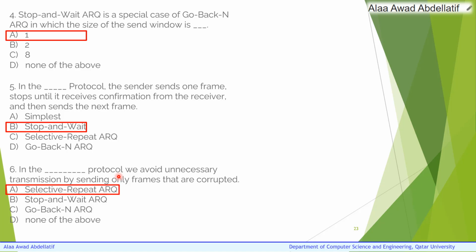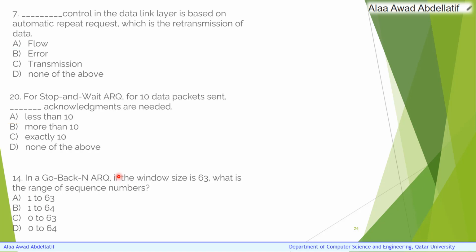In which protocol do we avoid unnecessary transmission by sending only the corrupted frame? Selective repeat sends only the corrupted frame. Go-back-N resends the whole window. If I lost only one frame, I send the whole window. And the data link layer is based on automatic repeat request, which is retransmission. Who supports automatic repeat request or retransmission? Error control is the one that does retransmission. In flow control, I need to wait for acknowledgement until the receiver finishes processing, then it sends the acknowledgement, otherwise I resend the frame. So this is flow control. But in error control, I retransmit to correct the error.